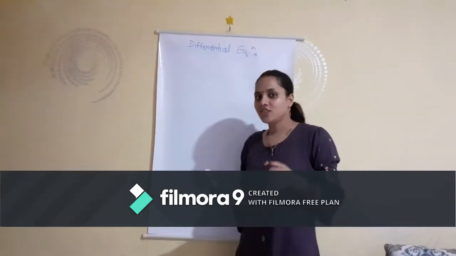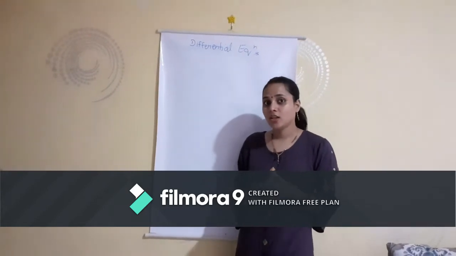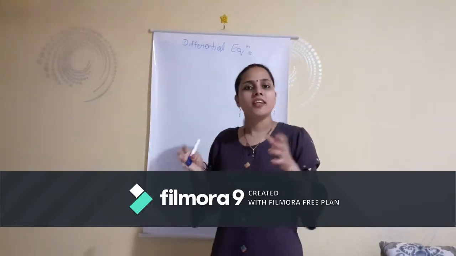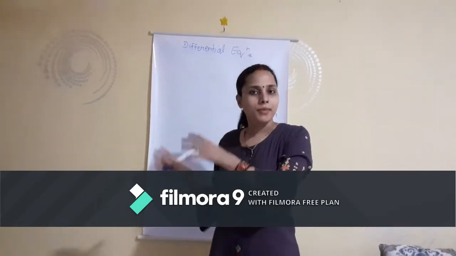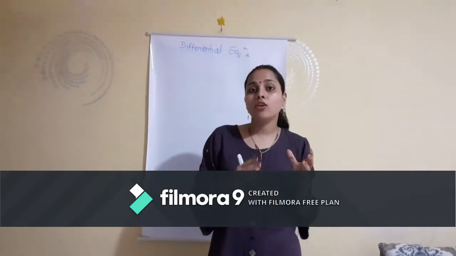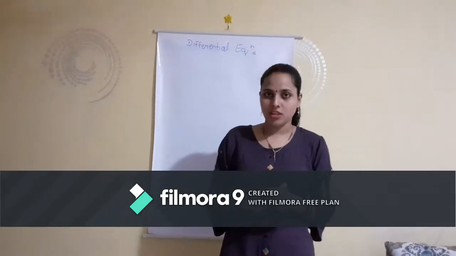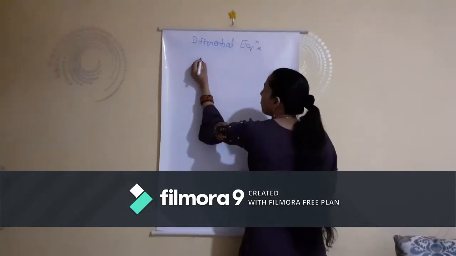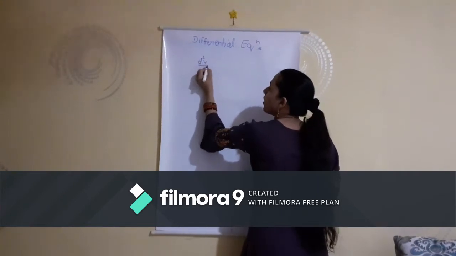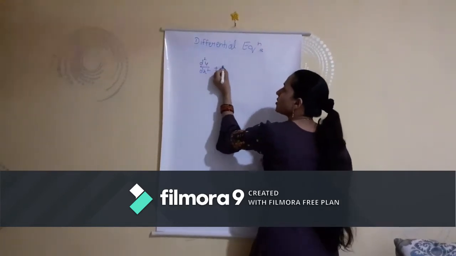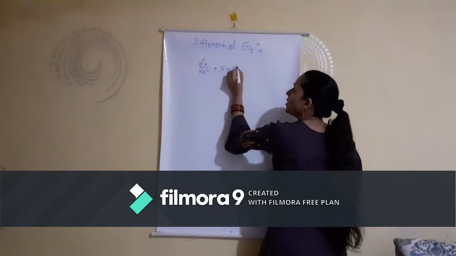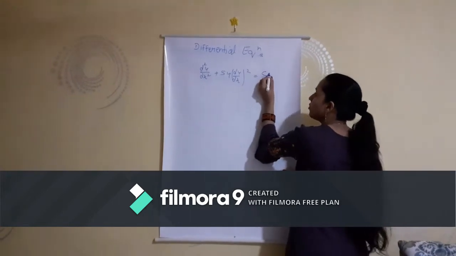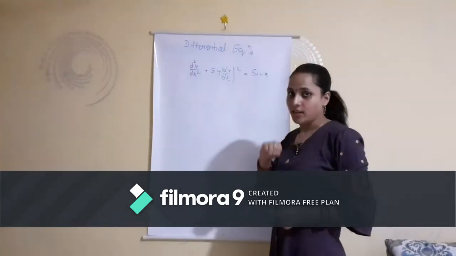We know that differential equations are very important in mathematics. So what is a differential equation? An equation involving derivatives of one or more dependent variables with respect to one or more independent variables is called a differential equation. Here I will give some examples. For example, we have d2y over dx2 plus 5y (dy over dx) whole square equals sine of x. It is one differential equation.